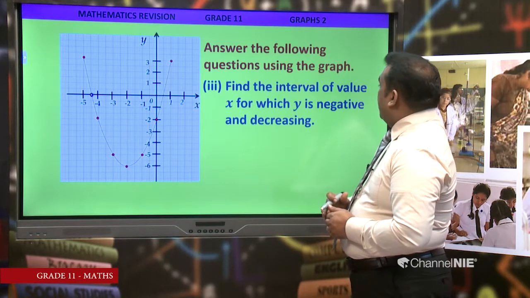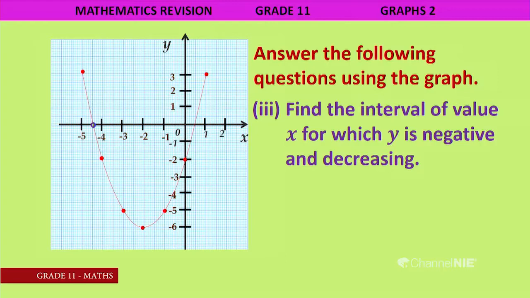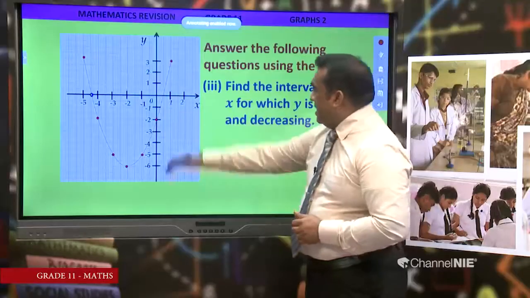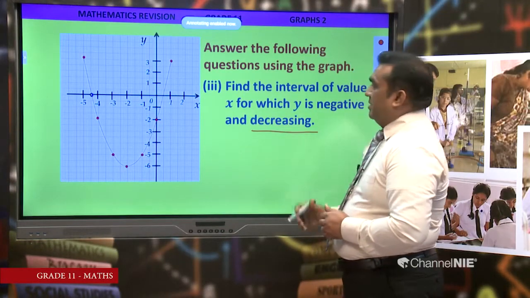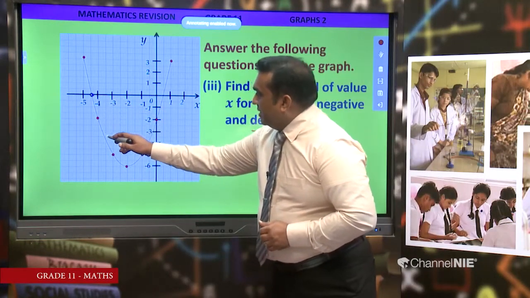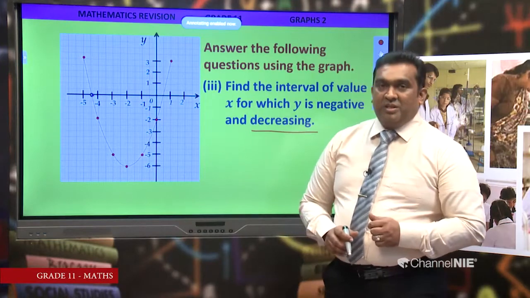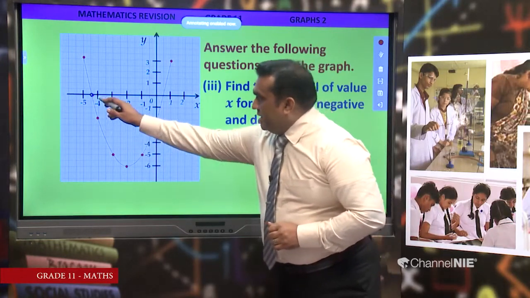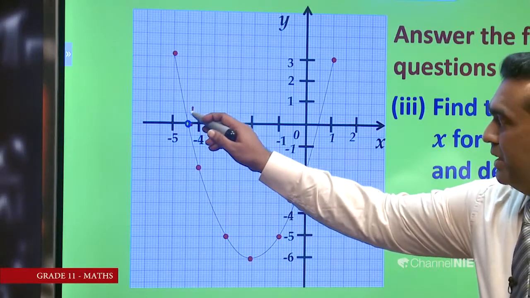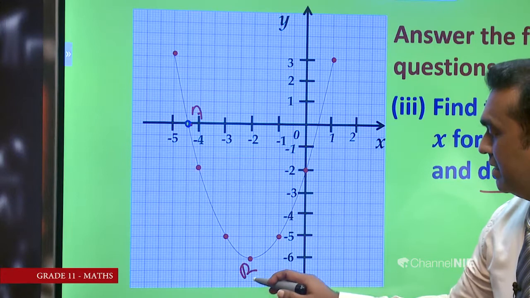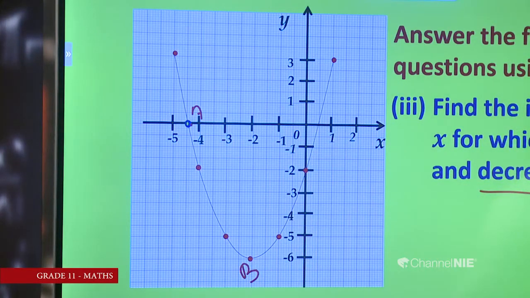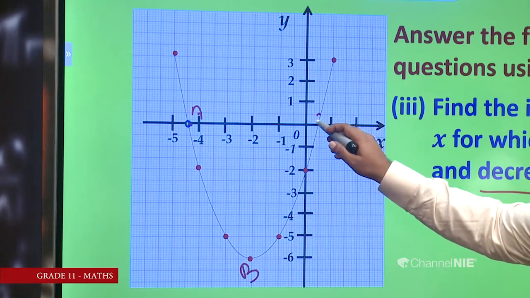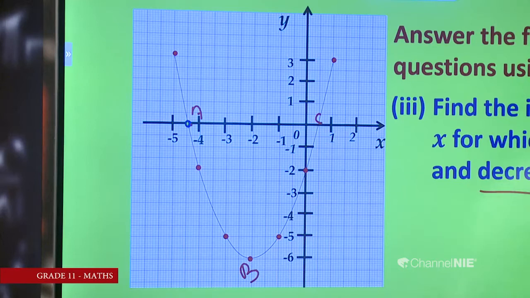Find the interval of values of x for which y is negative and decreasing. Y is negative means below the x-axis. Negative and decreasing is this range: below the x-axis, the decreasing part here. If you consider here point A, and here point B, from A to B it is negative and decreasing. If you consider this as C, from B to C it is negative and increasing.